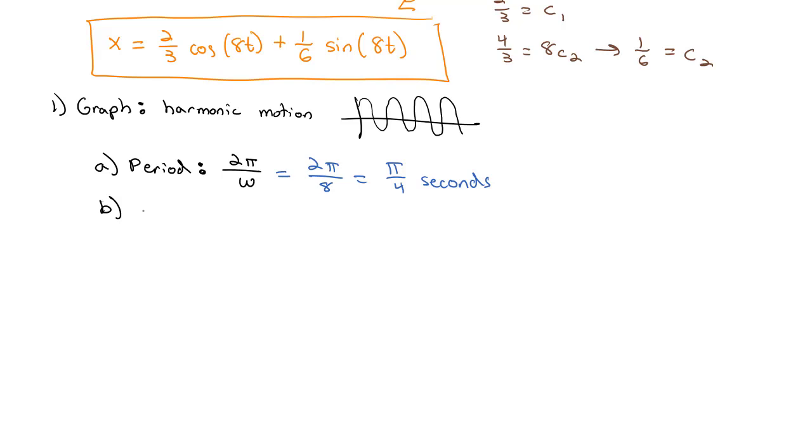Or we might be interested in the speed at which it's moving, which would be the frequency, or the hertz. The frequency is just the reciprocal of the period, omega divided by 2 pi. So in our case, 8 divided by 2 pi, or just 4 over pi cycles per second.